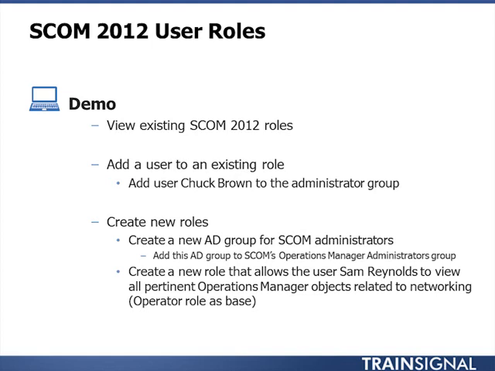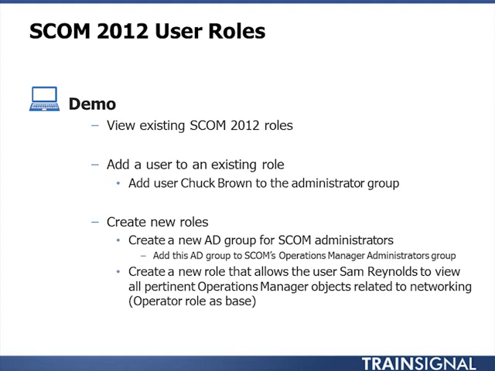And that's what we're going to do right now. We're going to go over to the Operations Manager environment and we're going to view the existing Operations Manager 2012 roles. Next, we're going to add a user to an existing role. We're going to add a user named Chuck Brown to the administrator group. Then we're going to create new roles.